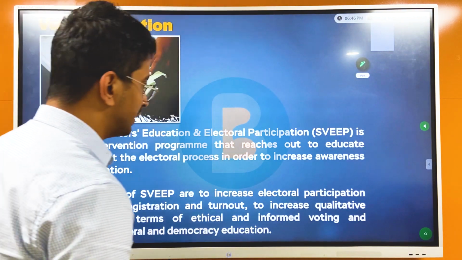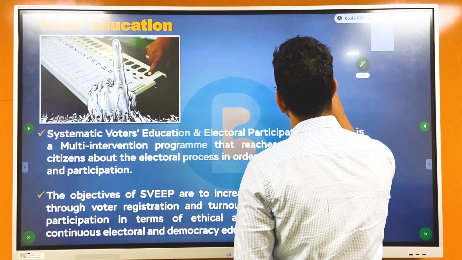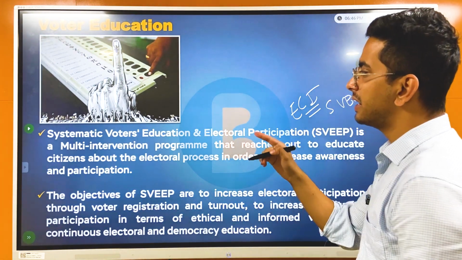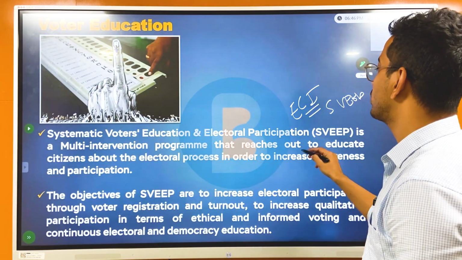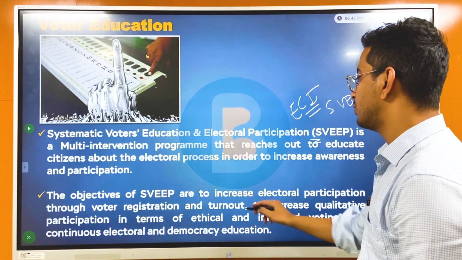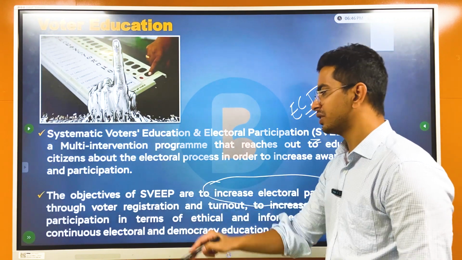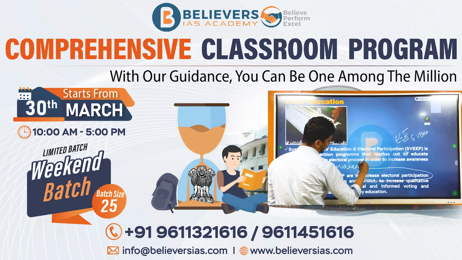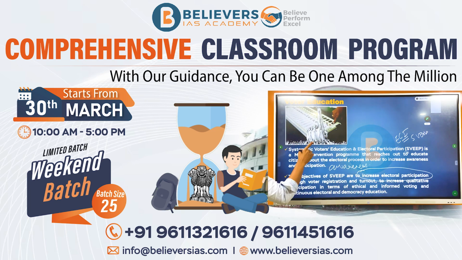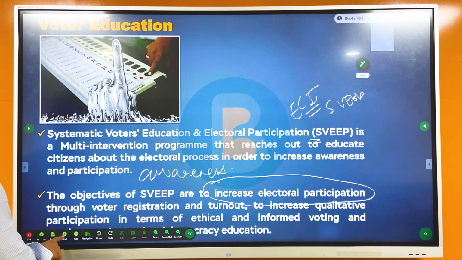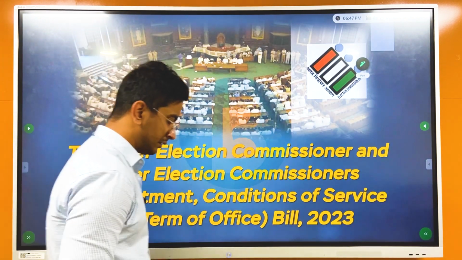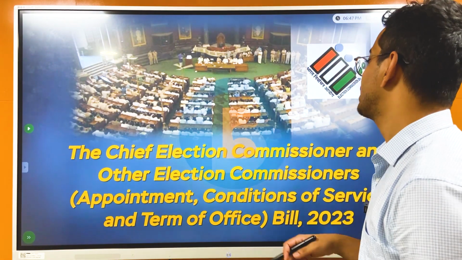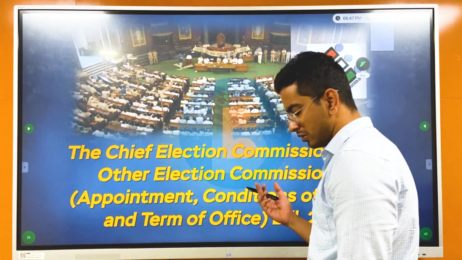Next, the ECI has started something called sweep. What is this? Systematic voters' education and electoral participation. To increase electoral participation and to spreading awareness. This is important for your mains also, you should remember. And let's see the recent bill what the government had brought in. The Chief Election Commissioner and other election commissioner. So what was this issue?